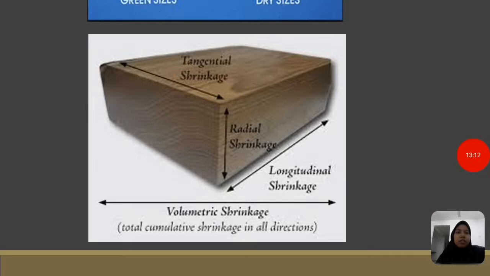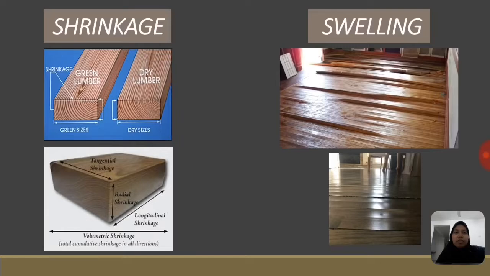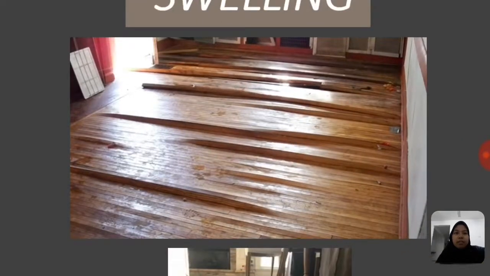Untuk calculation, kita akan ambil 3 bahagian iaitu tangential shrinkage, radial shrinkage and longitudinal shrinkage. Untuk volume shrinkage, kita akan tambahkan semua daripada tangential, radial and longitudinal. Untuk swelling, kita dapat lihat yang kayu dia sebenarnya membengkak.